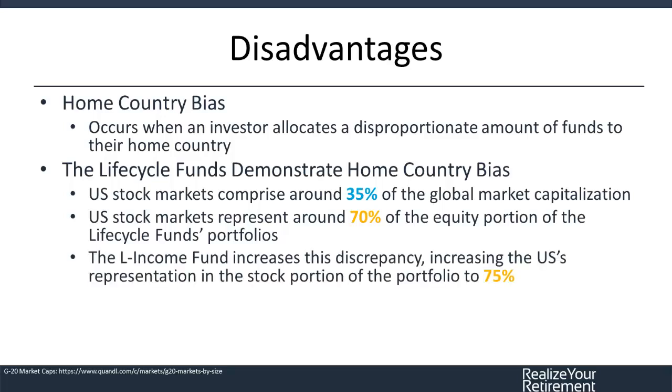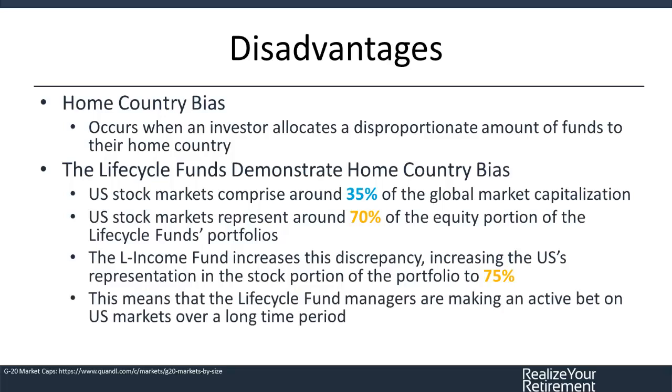We see this increase even further once the funds shift over to the L income allocation, where 75% of the equity portion of the portfolio is allocated to US stocks. This means that life cycle fund managers are making an active bet on the US stock markets over a long time period. However, this active bet has little justification.